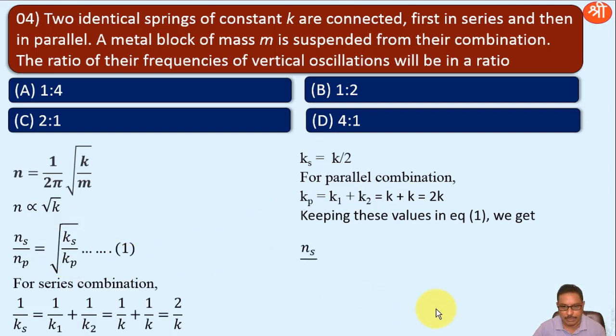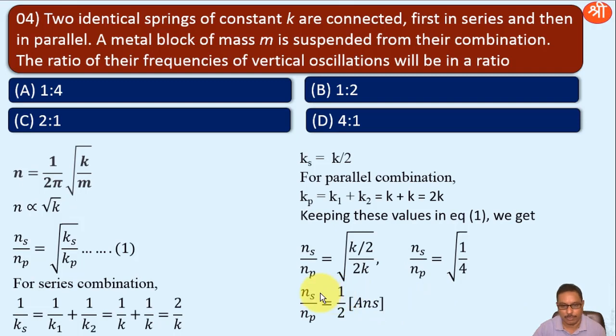We get this step: ns upon np equal to root k by 2. Here ks is k by 2 and kp is 2k. This k will get cancelled. This 2 in the denominator goes in the denominator, that becomes 1 by 4. Therefore ns upon np equal to root of 1 by 4, but the square root of 1 by 4 will be 1 by 2.